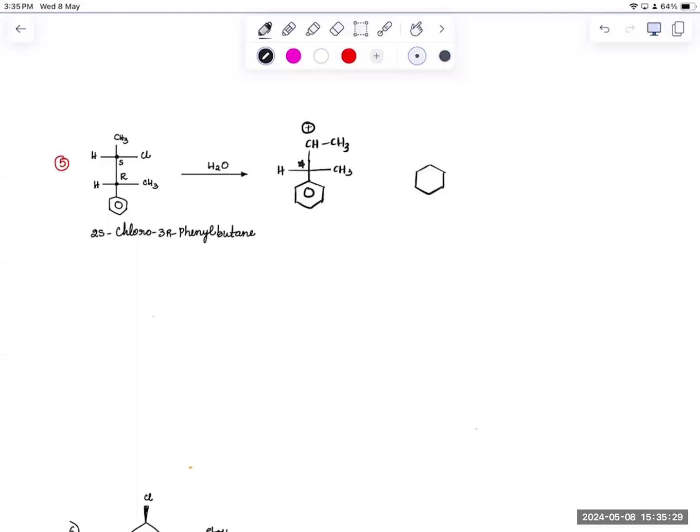Right. Next, now we notice this carbocation will be rearranging to this one, CH3. Okay, sorry. So here we'll have a CH3 carbocation, and next we have CH2CH3. This is what you will have.